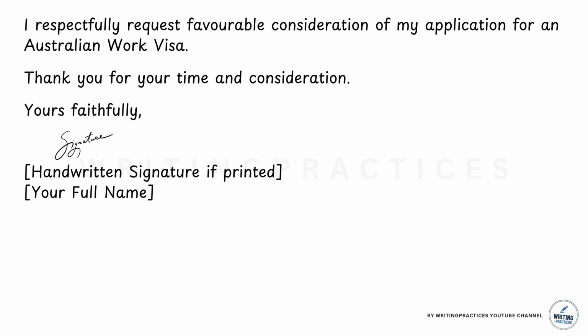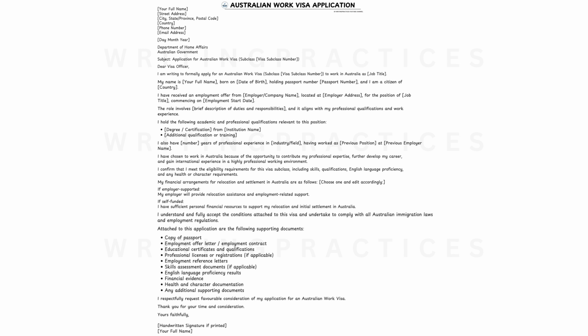Write your full legal name below the signature. This confirms authorship of the letter and connects your signature to your identity. It must match your passport exactly. Before submitting, carefully review your letter and make sure all supporting documents are attached. A complete and well-prepared work visa application letter can significantly strengthen your Australian work visa application.